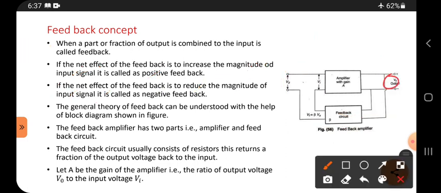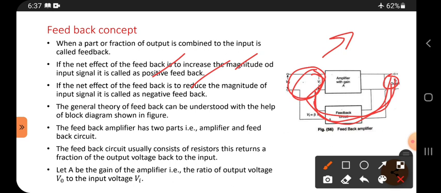When we add the part of output to the input, if the input signal increases because of adding this, that is called positive feedback. If it decreases, reduces the input signal, that is called negative feedback. So part of output may increase the input signal or it may decrease the input signal. If it increases, positive feedback. If it decreases, negative feedback.